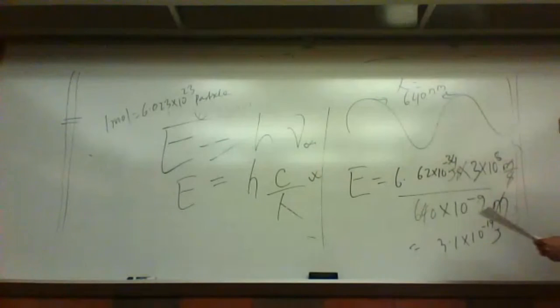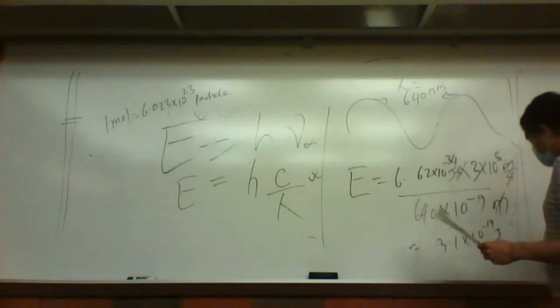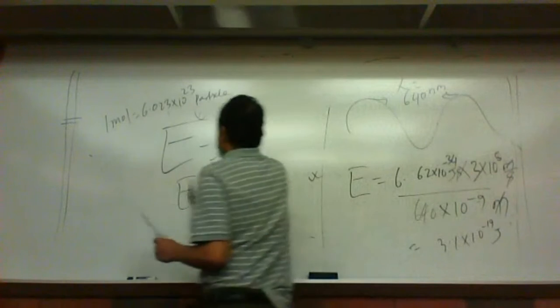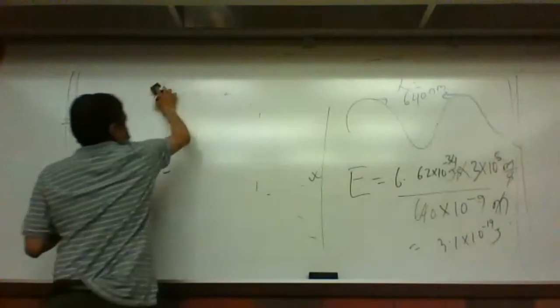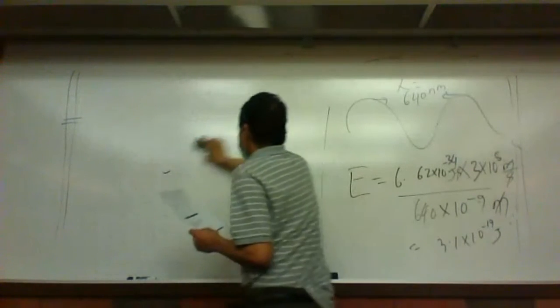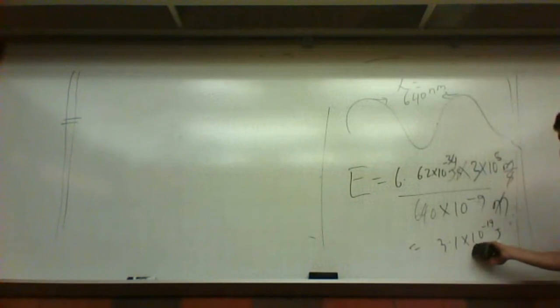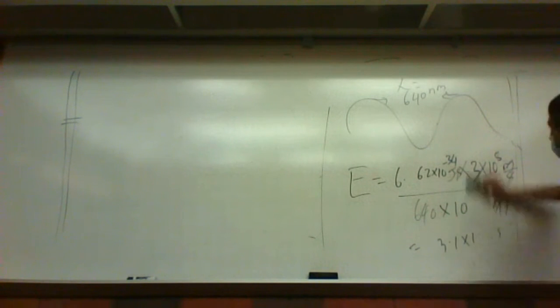All right, so like this. That's how we calculate the energy of 1 mole. This number is the energy of one photon. So multiply this by 6.023 times 10 to the power 23, and then you get the energy of 1 mole. Make sense? Good.